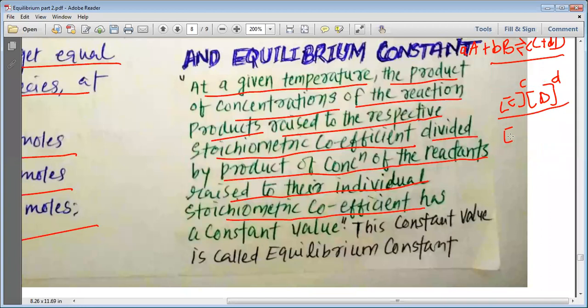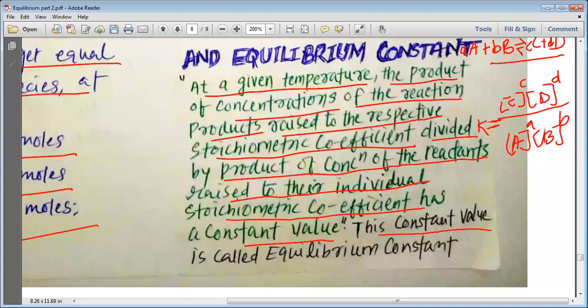Let me write it once again for you, since there was some disturbance. You can write it here: A to the power a into B to the power b. This divided by this has a constant value. So this is always constant. To represent it as a constant, let us put K here.